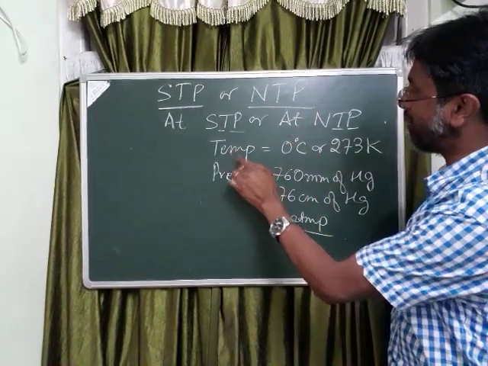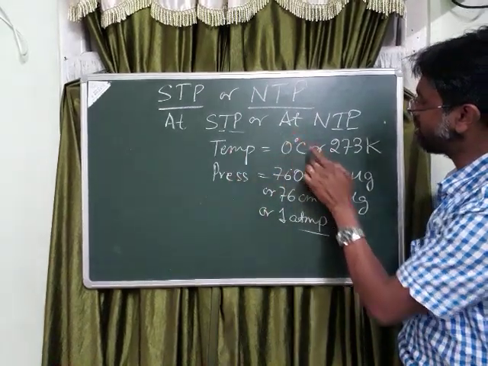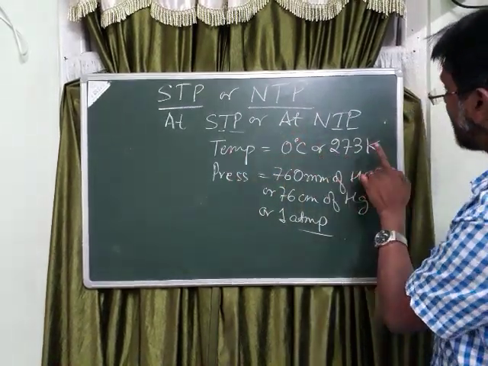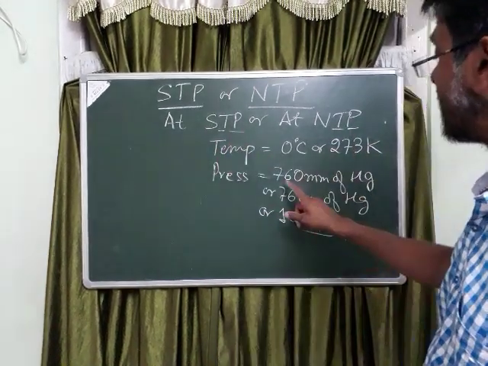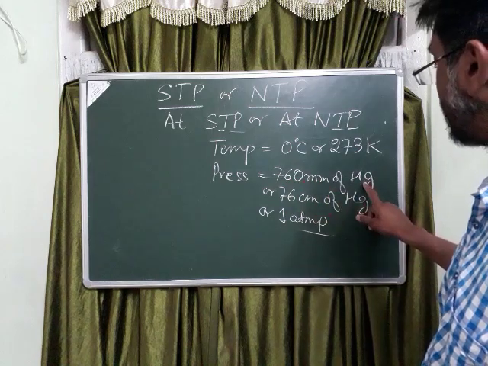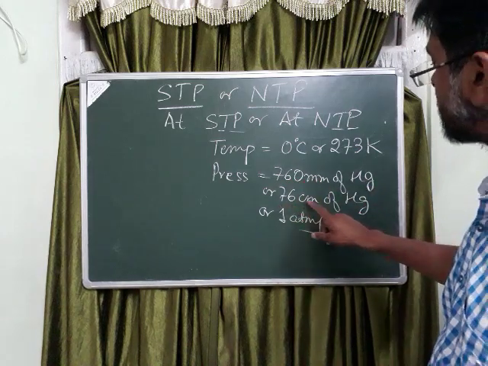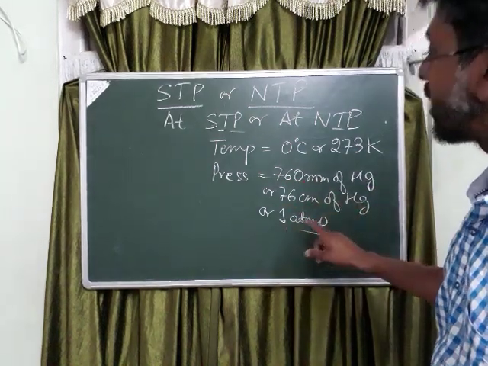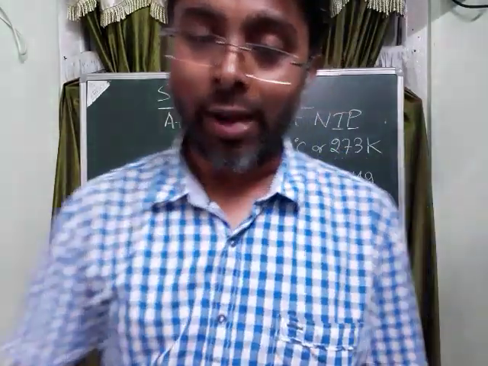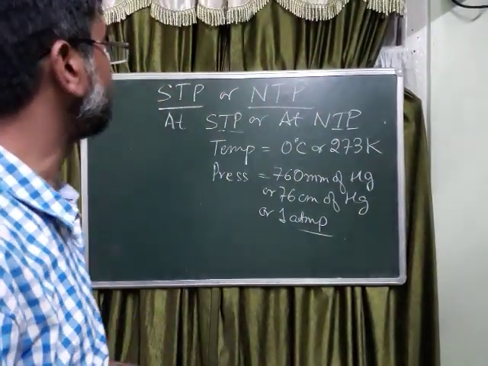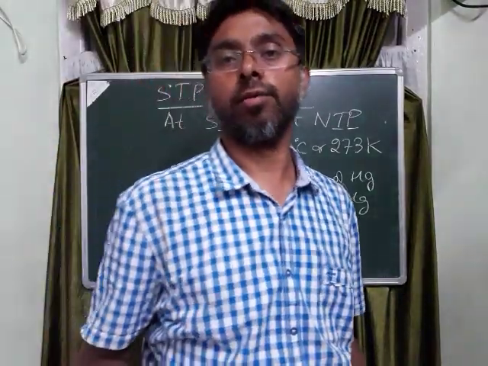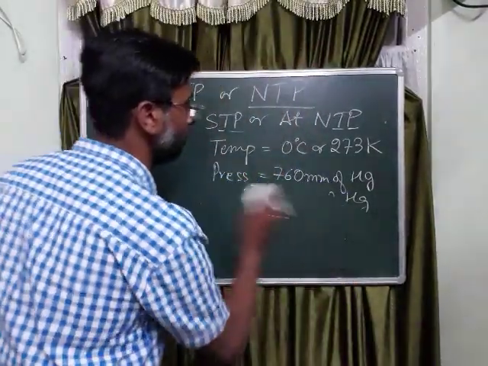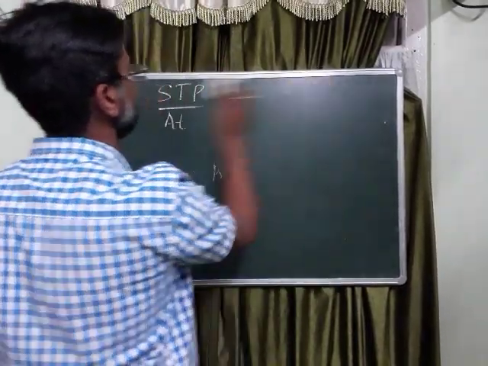At STP, the temperature is taken as 0 degrees Celsius or 273 Kelvin. And at STP, the pressure must be remembered as 760 millimeter of mercury or 76 centimeter of mercury or 1 atmospheric pressure. Now, I want to explain one more thing besides STP, which is called molar volume. Molar volume, the word is called molar volume.